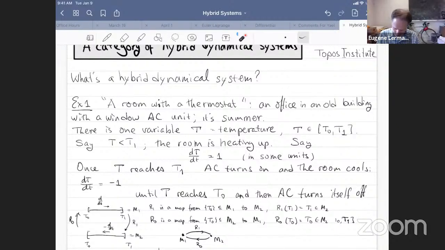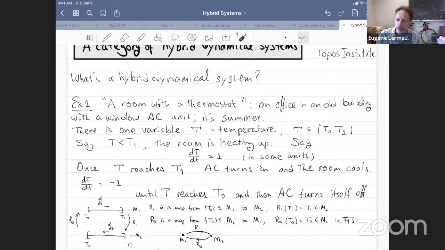So it's summer, it's a little warm. I'm going to model it as a dynamical system. There is only one variable, T, the temperature. And say my thermostat, my air conditioner, tries to keep the temperature in this range between T0 and T1. Since I'm a mathematician, I'm going to ignore all the units. And say we start with some temperature less than T1. T1 is supposed to be the maximum.